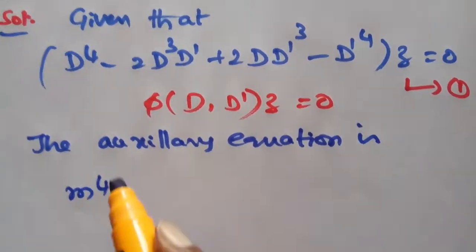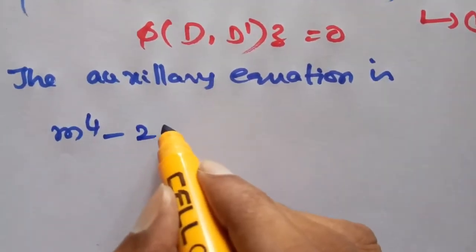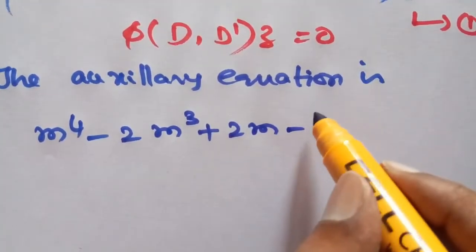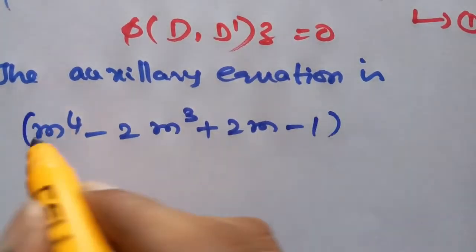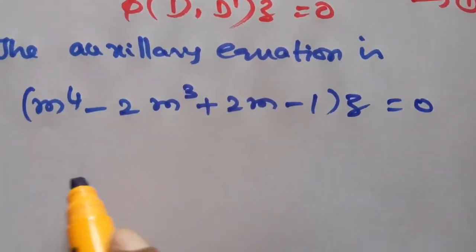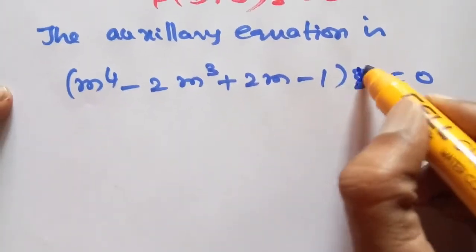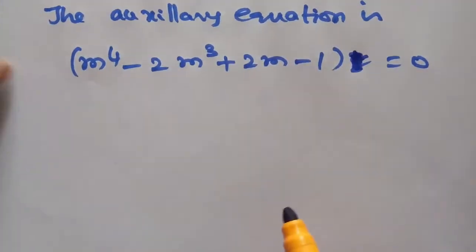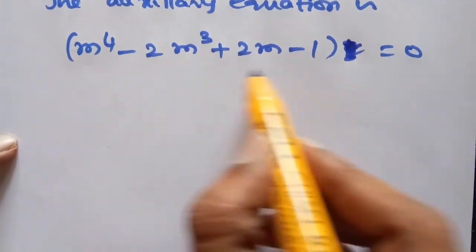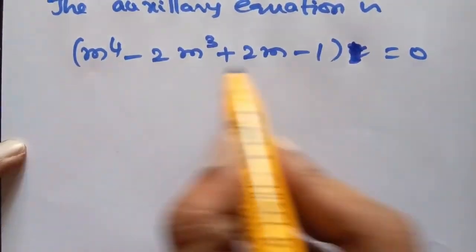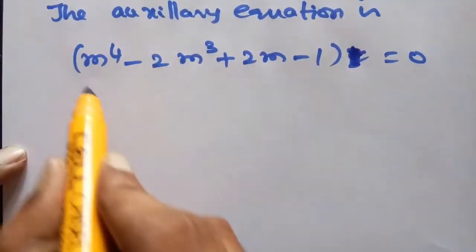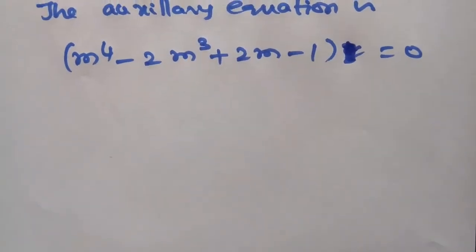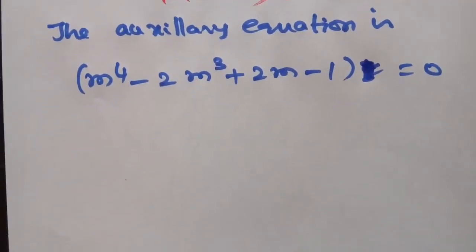m power 4 minus 2 into m cube plus 2 into m minus 1 into z is equal to 0. Sorry, here by mistake I wrote z. Now by synthetic division find the roots here. Now by trial and error, first check whether it is satisfied by minus 1 or plus 1. After that minus 2, plus 2, minus 3, plus 3, until the equation is satisfied. You have to check like this.